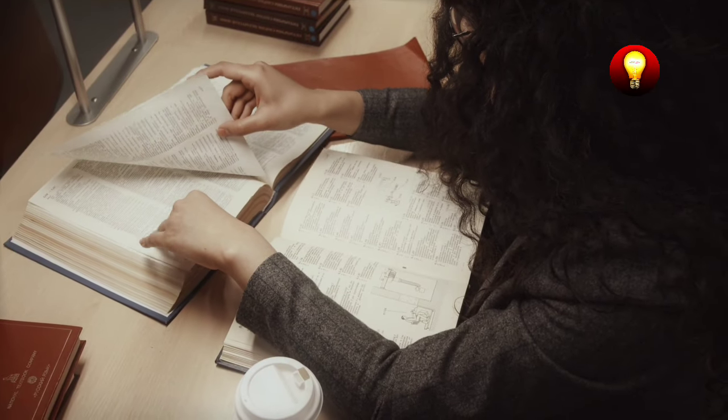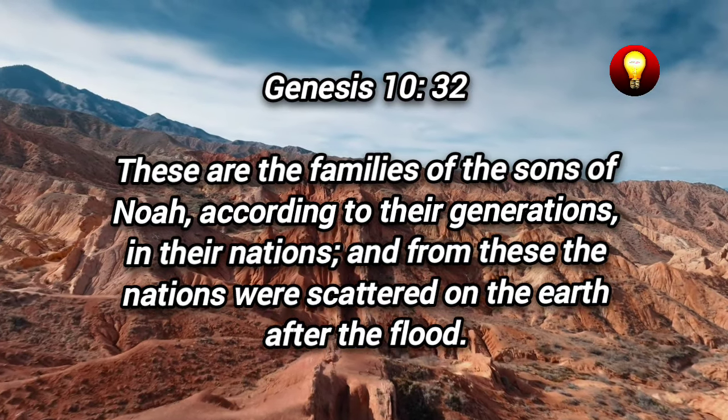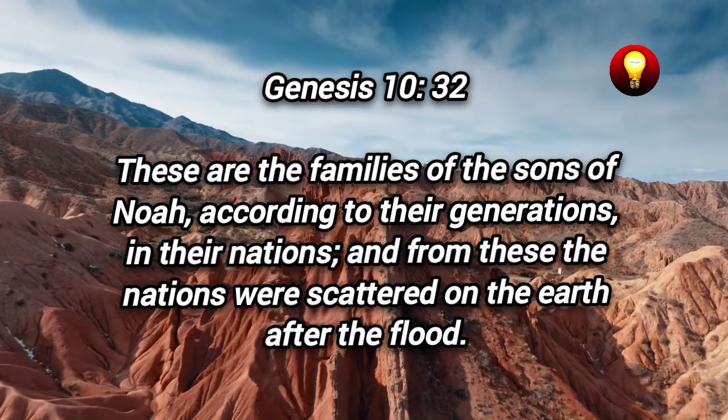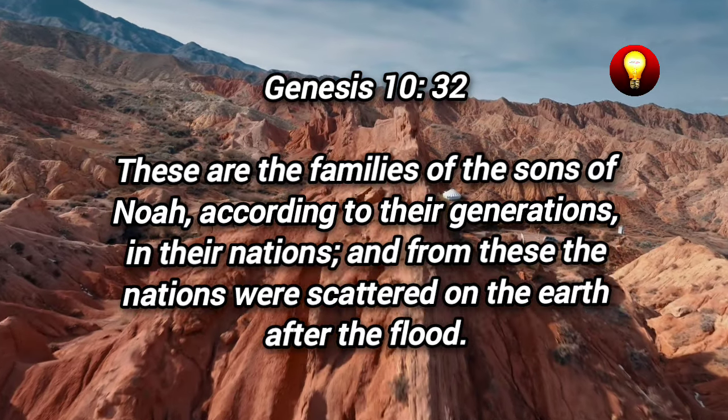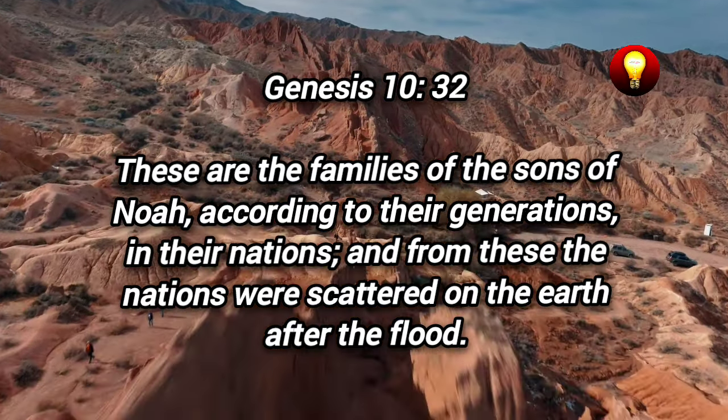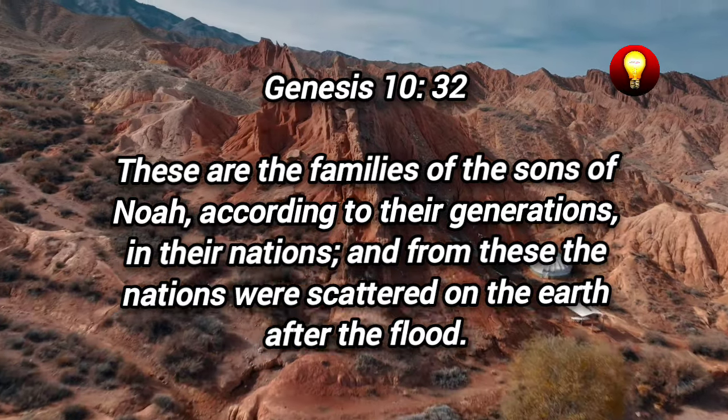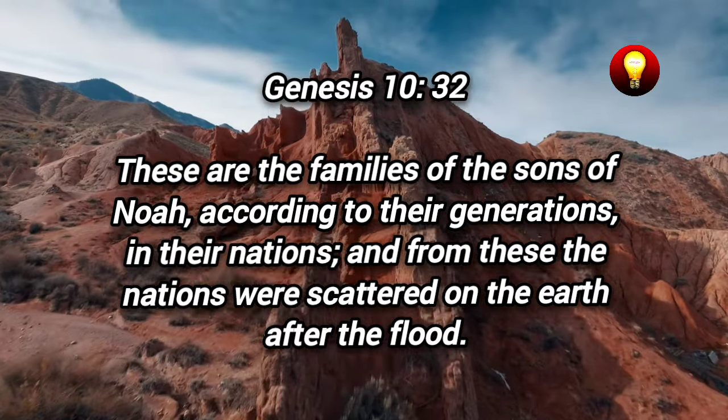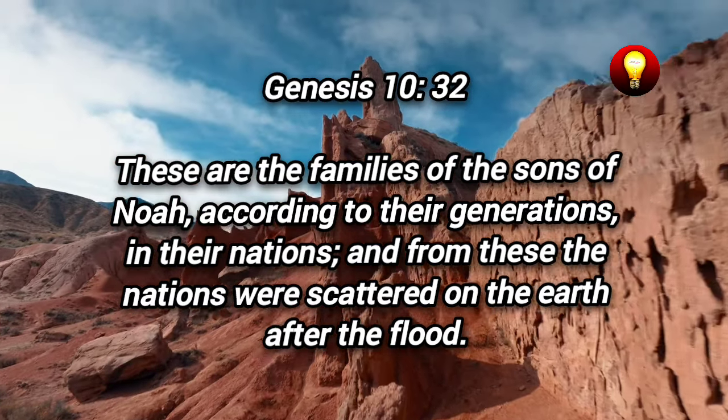Let's continue reading verse 32. These are the families of the sons of Noah according to their generations, in their nations, and from these the nations were scattered on the earth after the flood. This concludes chapter 10 of the book of Genesis, revealing to us the rise of nations and their ancestral origins.